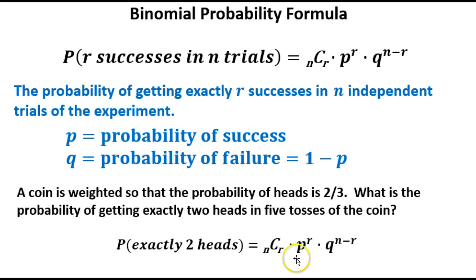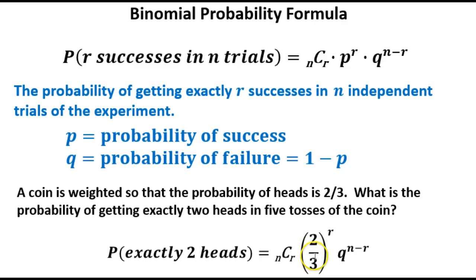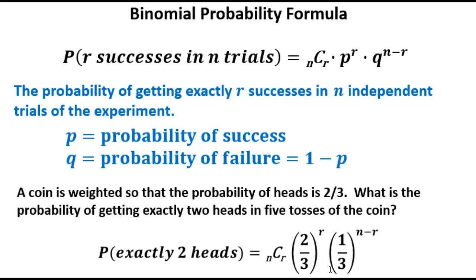We've got this combination here, but first let's worry about this P, the probability of success. If it's going to land on heads 2/3 of the time, and we want heads exactly 2 times, the probability of success would be 2/3. This is our weighted coin, so here we switch P to 2/3. It's still going to be raised to the R, we'll deal with that in a moment. Now over here we have Q, our probability of failure. Basically we go 1 minus 2/3, which is 1/3.